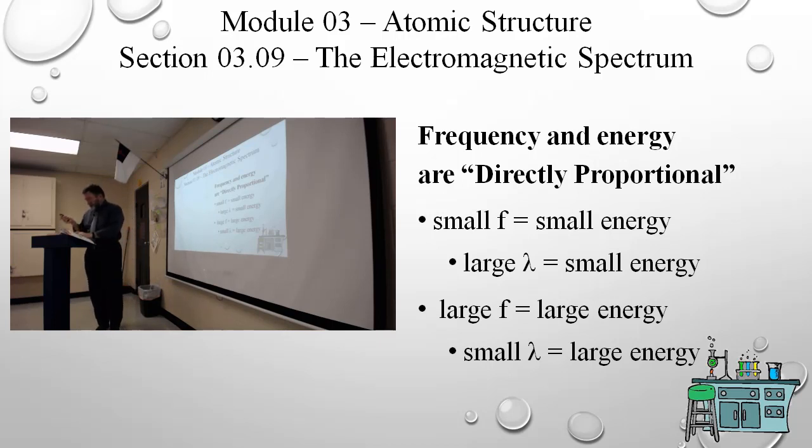On the bottom of 105, it just says this in blue: as a light wave's frequency increases, its energy increases, and as a light wave's frequency decreases, its energy decreases. And then on the next page, on 106, as a light wave's wavelength increases, its energy decreases, and as the wavelength decreases, the energy increases. Because a decreasing wavelength means an increasing frequency, and an increasing frequency means an increasing energy.